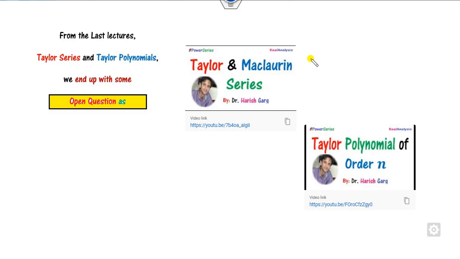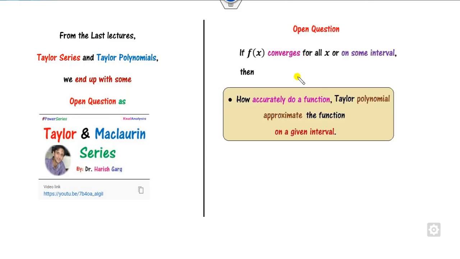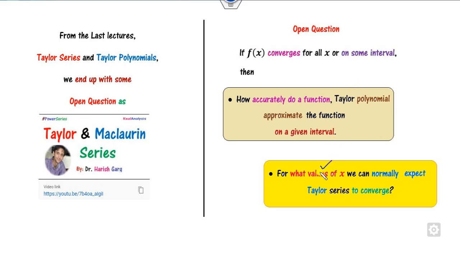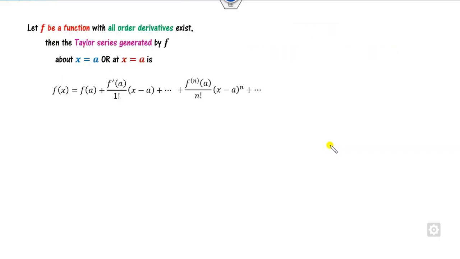So what we have discussed so far: we ended the last two lectures related to the Taylor series and the Taylor polynomials, and we also gave you some open questions. If f of x converges for all x in some interval I, then how accurately do the Taylor polynomials approximate the given function on this interval? The second open question is: for what values of x can we normally expect the Taylor series to converge? These two questions will be solved now in this lecture.